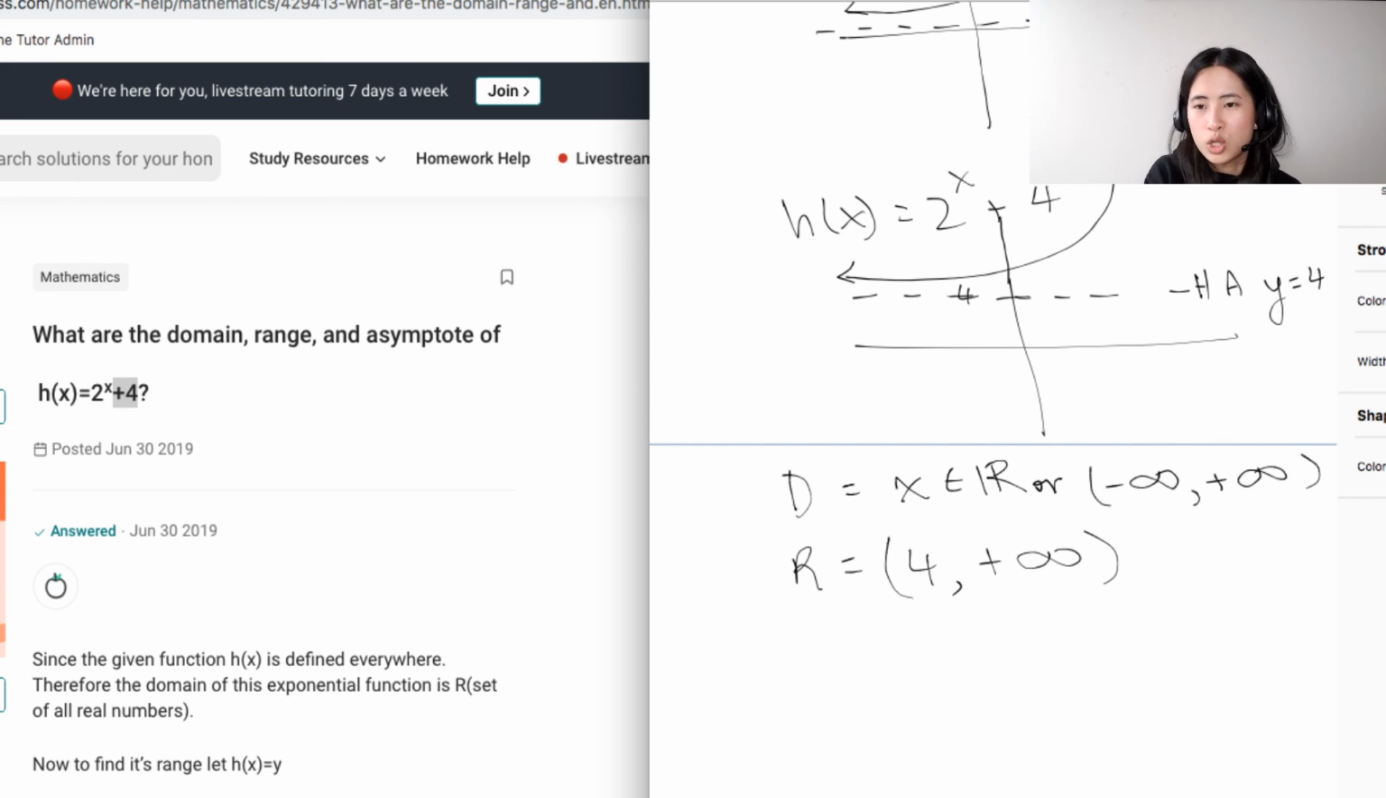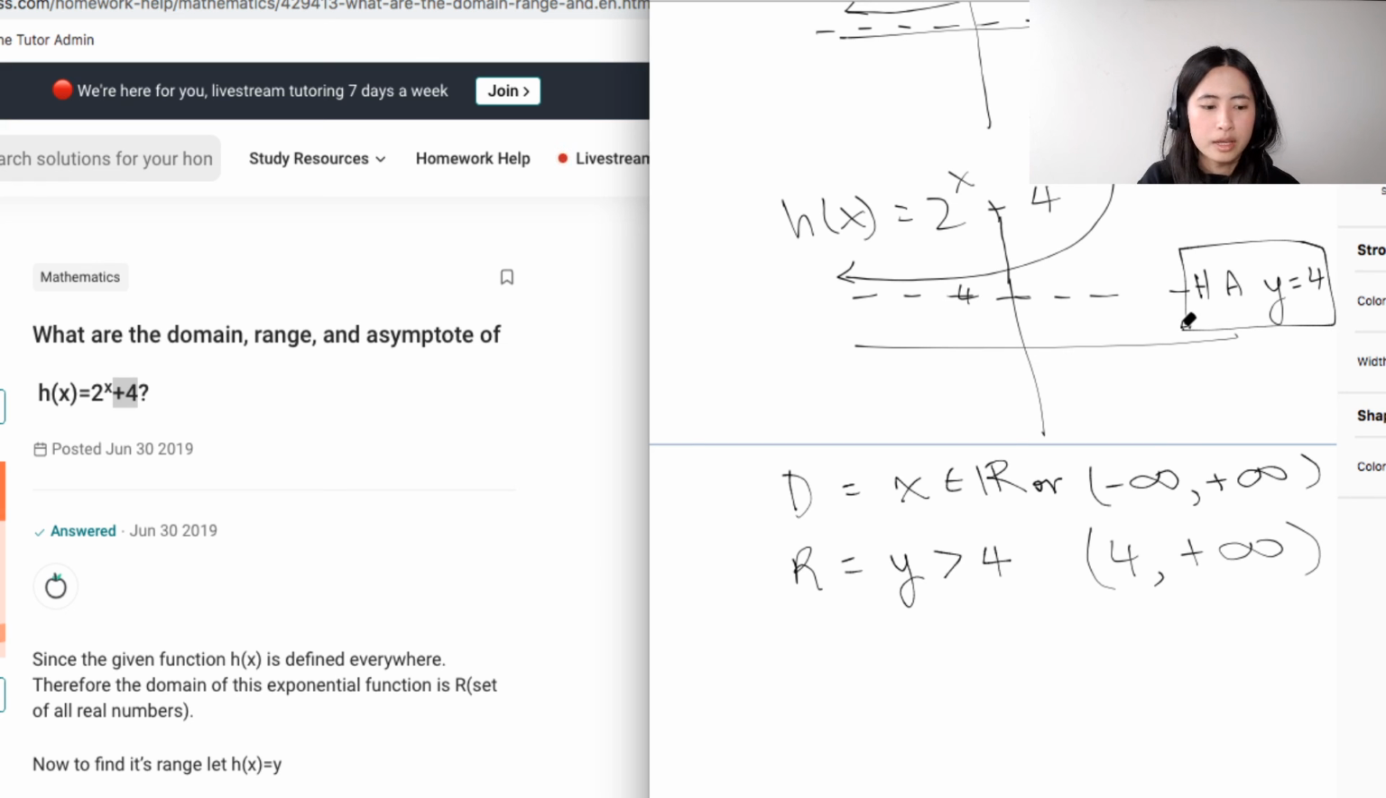And then if you want to state your range in terms of the y value, that means you would have y greater than 4. And what else? Asymptote, right? So your asymptote is going to be at y is equal to 4. So let's see what they wrote.